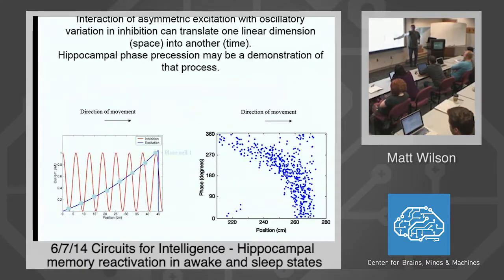So phase precession refers to the property that as the animal is moving through its place field, initially spikes fire late. You have to wait all the way to late in the theta cycle. Then as it moves through the field, the spikes begin to fire earlier and earlier. That's what happens. So farther into the field, earlier in the cycle, more phase variability. So think about the place field as having two regions. There's the early part of the place field.